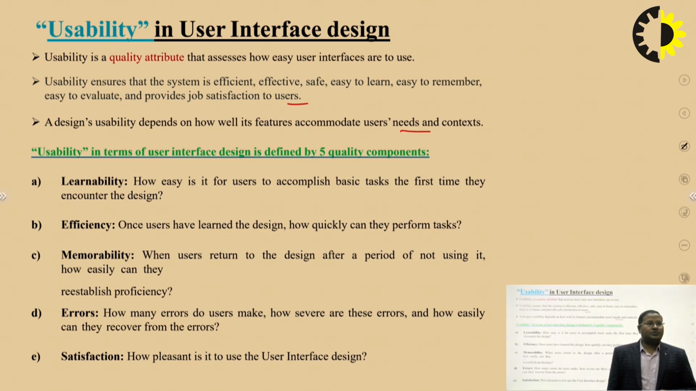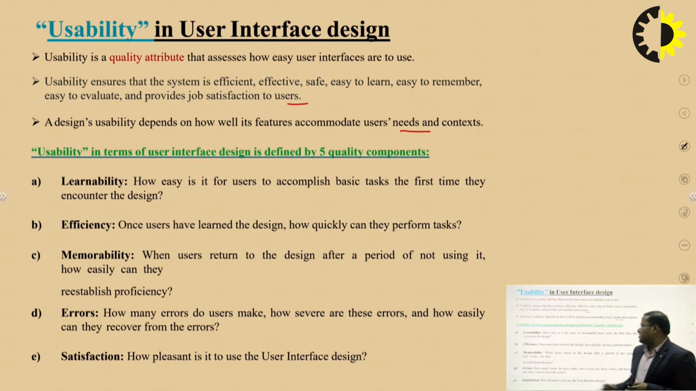Usability in terms of user interface design is defined by five quality components. Five quality components are required to define good usability. And these quality components are learnability, efficiency, memorability, errors, and satisfaction. So learnability should be high, efficiency should be high, memorability should be high, errors should be less, and satisfaction should be high.